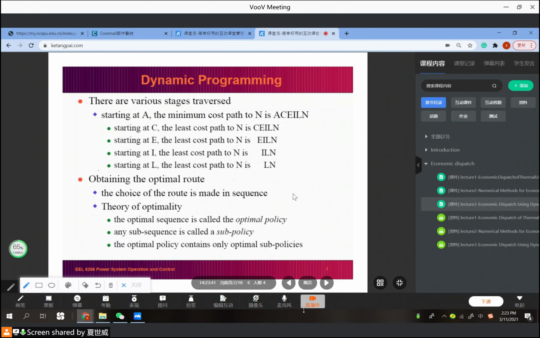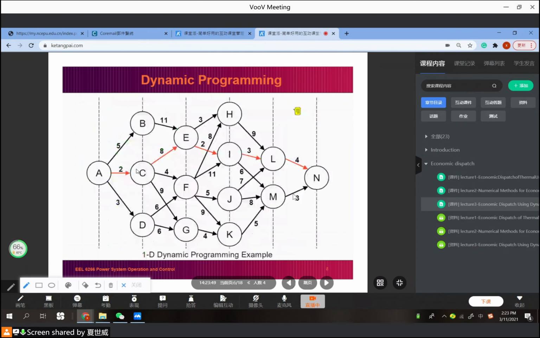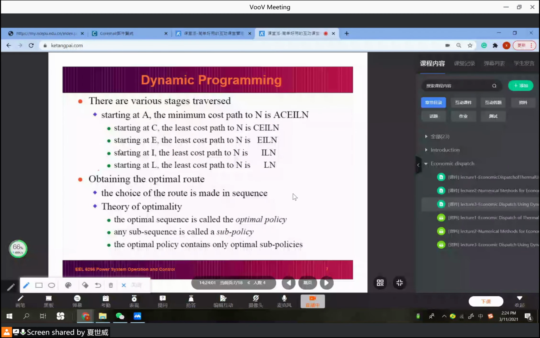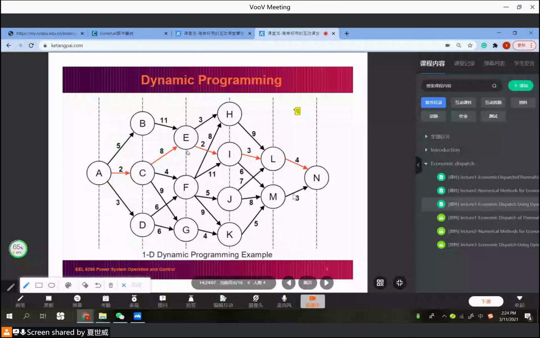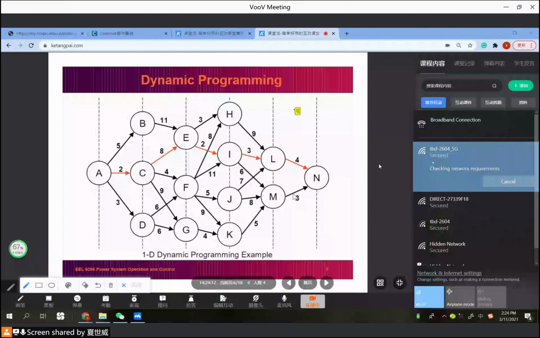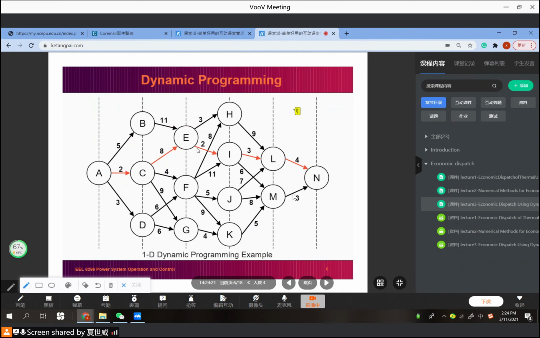Starting from A to N, you will find the best path is A, C, E, L, N. If you go from C to N, after you list all the paths, you will find the best path is C, E, L, N. If you travel from E to N, you will find the best path is E, I, L, N. And it is similar for I, L, N.